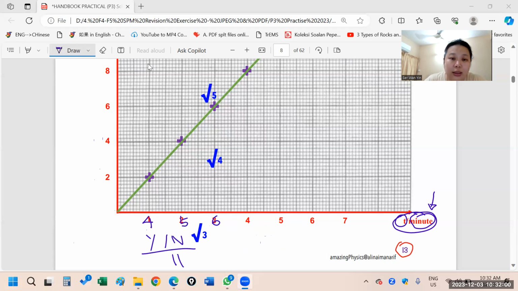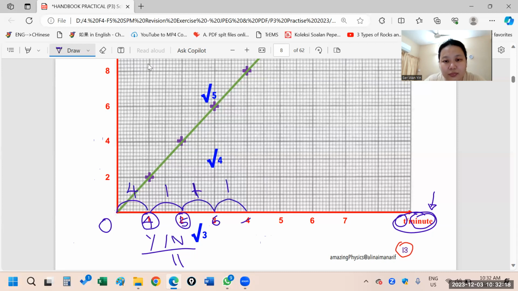No. We need to count the difference between two readings first. These two, the difference is 1. But we start from 0. From 0 to 4 is 4. Can you see that? So we say this scale is not even.